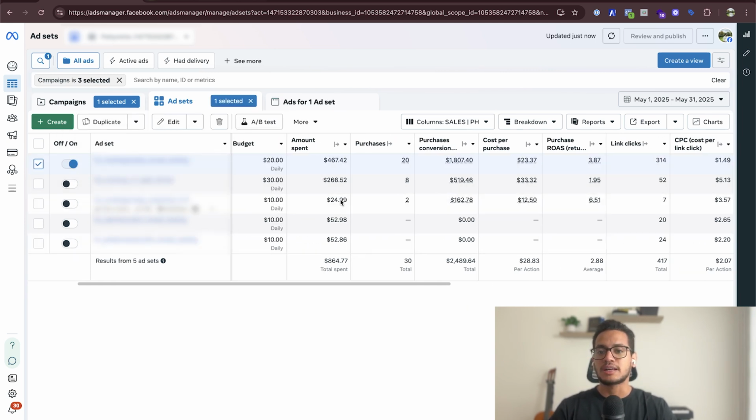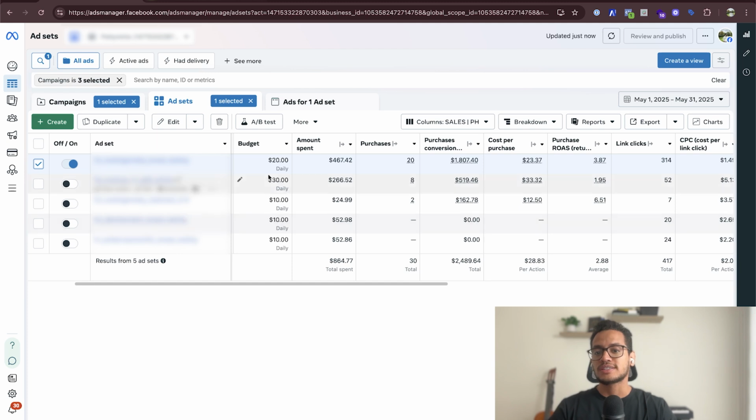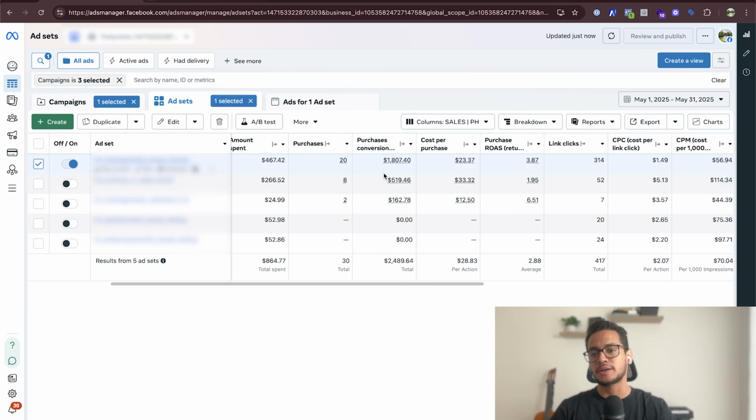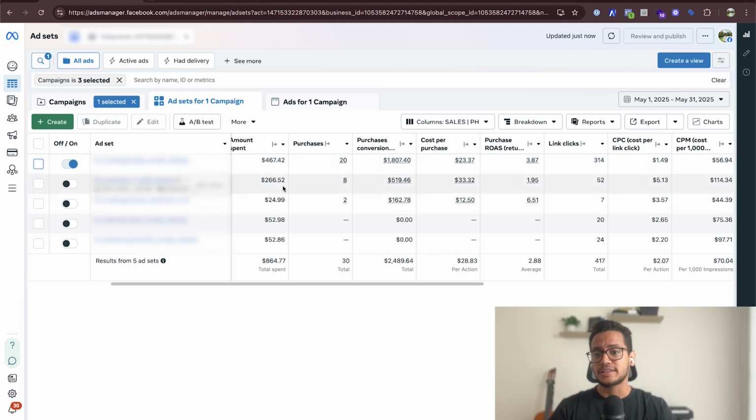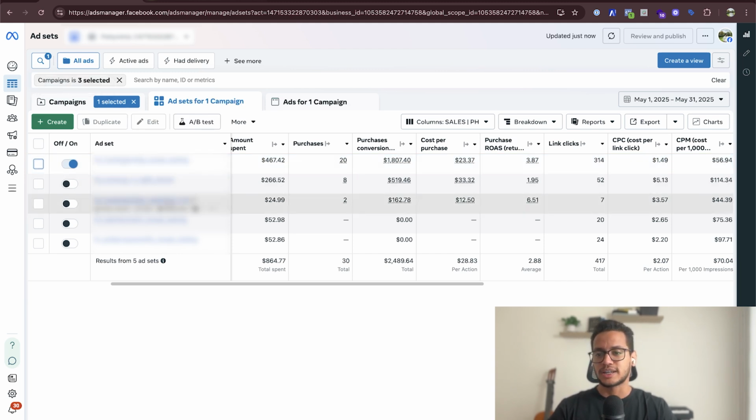Now, the good thing is that because it's a manual campaign, we can set up ABO budgets. So we can say, okay, I want this ad set to be this ad spend. I want this ad set to be this daily budget and so on. So once you find a creative that works, then we'll go ahead and split it into its own campaign. So check out this example.